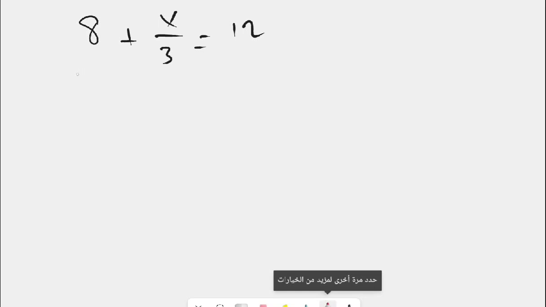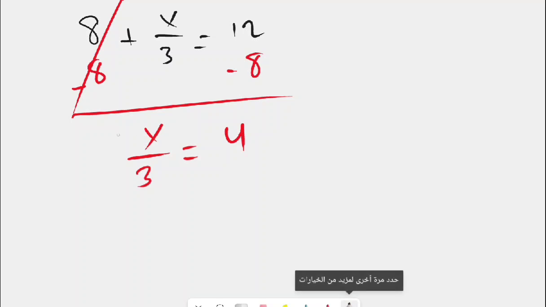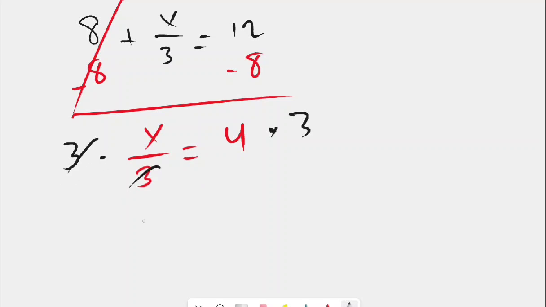So I'm going to start off by subtracting both sides by 8. 12 minus 8 is 4. Now, in the next step, I'm going to multiply both sides by 3. So on the left, the 3's will cancel. On the right, we have 4 times 3, which is 12. And so that's going to be the answer for this problem. X is equal to 12.